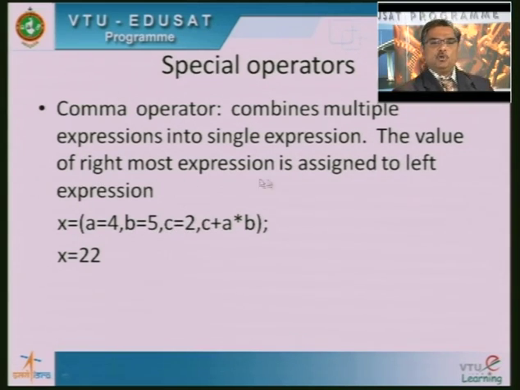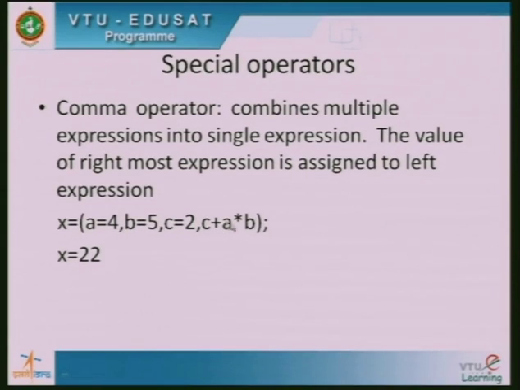The value of the rightmost expression is assigned to the left side. The rightmost expression here, the last one, gets assigned. What is the value of x after this expression? a = 4, 4 is taken here, multiplied with b, and then added to c. Because of the hierarchy of expressions, a * b will be done first, 4 times 5, that is 20, and 20 is added to 2, resulting in 22, which gets assigned to x. This is how we can use the comma operator to combine more than one expression to form a single expression. That is a special operator which is available in C language.